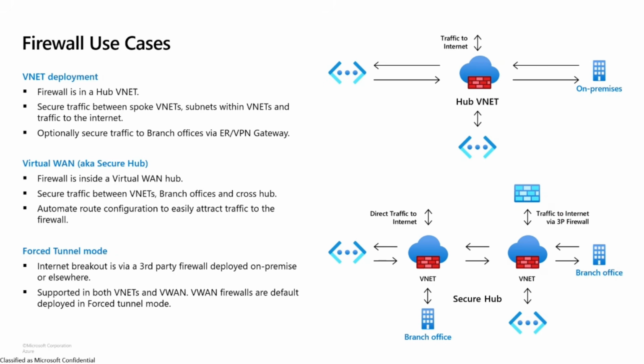Finally, Azure Firewall can be deployed in forced tunneling mode. So in this model, Azure Firewall still performs inspection, but internet breakout or additional security inspection is handled by a third-party firewall deployed on-premises or elsewhere. This is a common pattern in regulated or highly controlled architectures where all outbound traffic must flow through an existing stack.